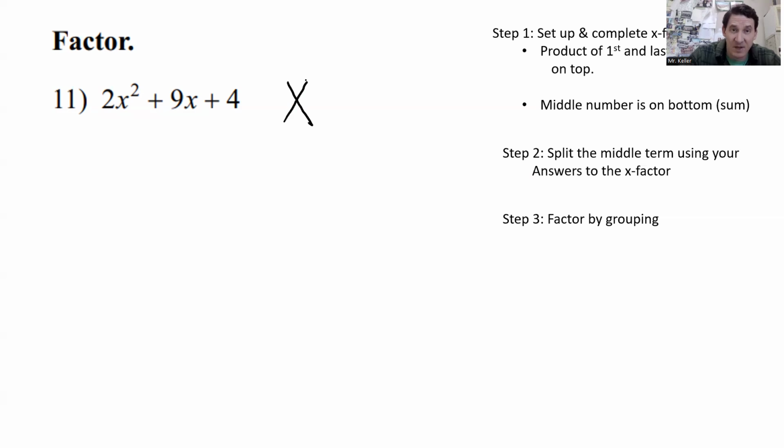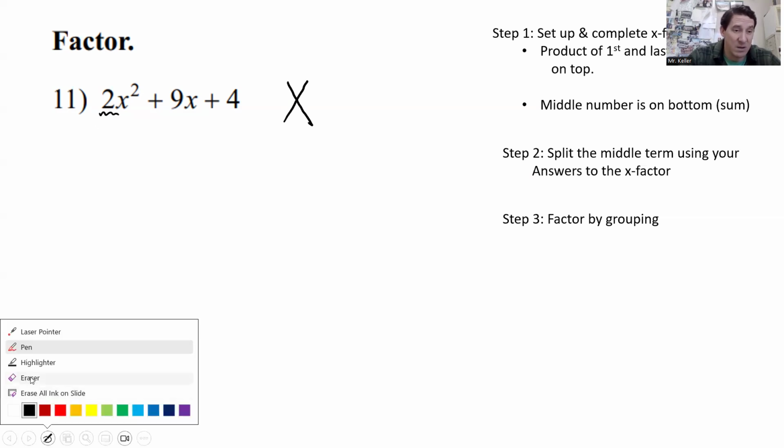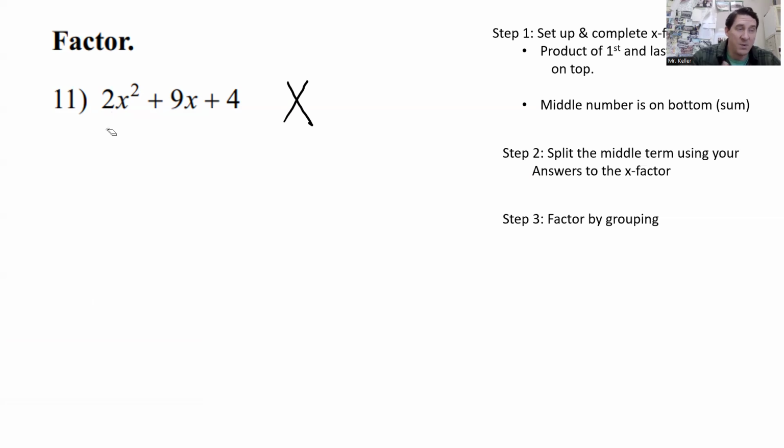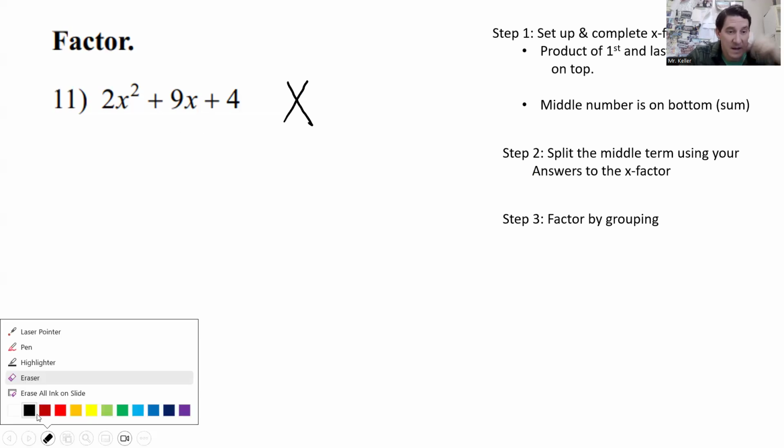And just a minute ago, I talked about how there's a shortcut to these. The shortcut doesn't work on these where it has the 2 or a number in front of the X squared. So if you've been doing these and you picked up on the shortcut on the last couple problems, it doesn't work on these. You have to do the factor by grouping step. But we'll talk about that in class.